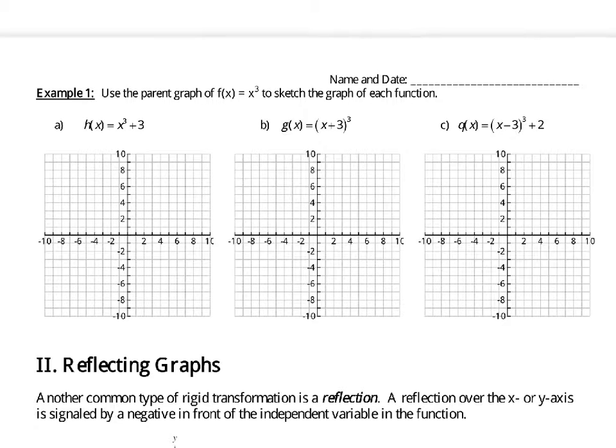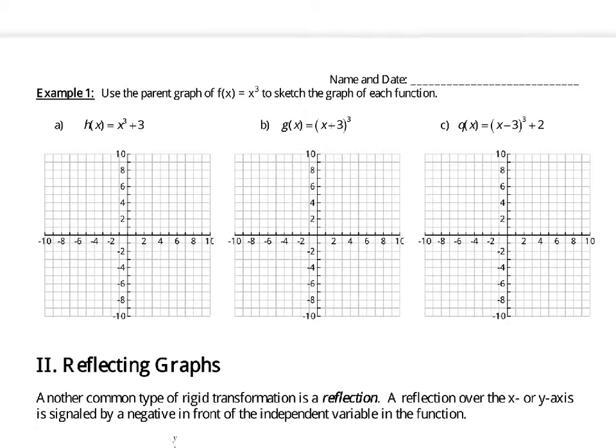So in example 1c, you are given the function q of x, and notice there is a number inside the parentheses with x and a number outside of the parentheses. Remember, the number inside is a left or right movement, and so -3, although negative means left, remember the minus is part of the formula itself, not necessarily the value of 3. So the 3 means move right, and the +2 means go up 2.